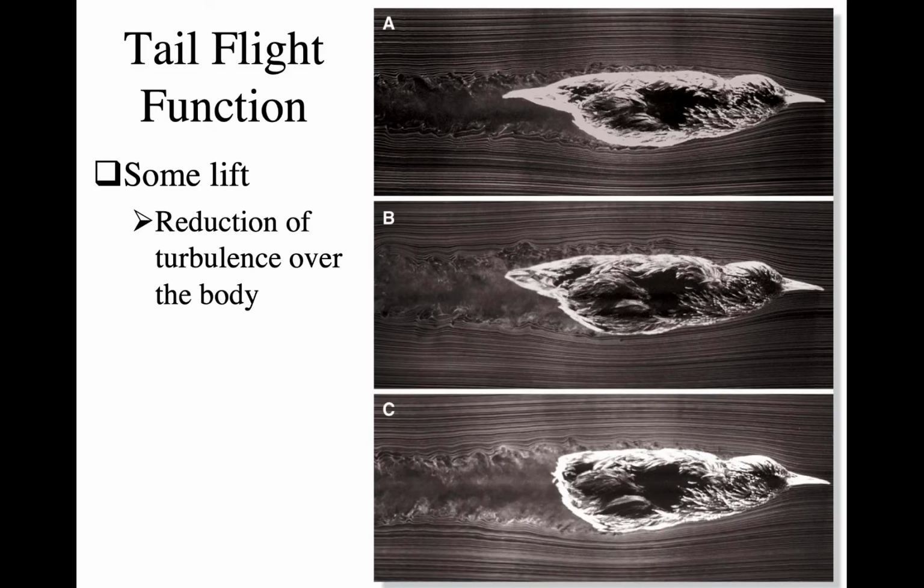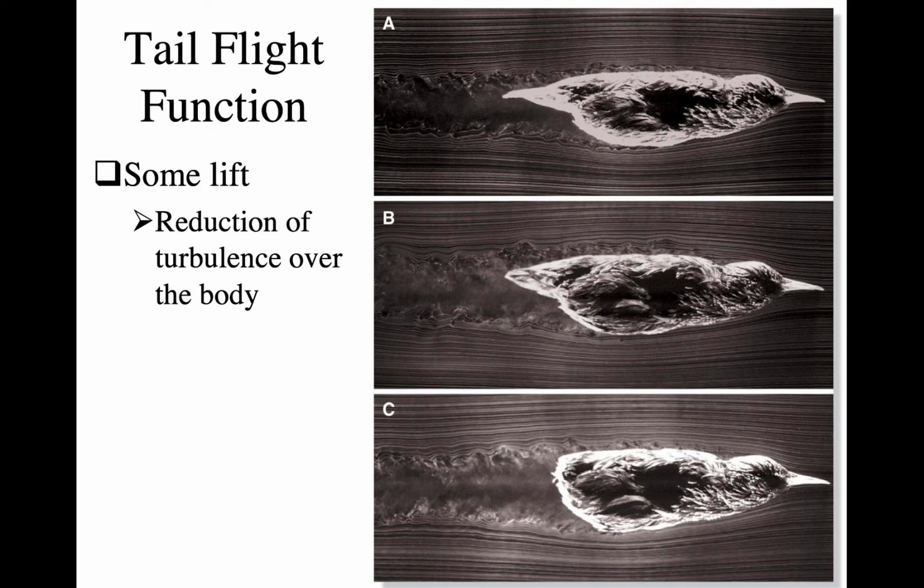So what about the tail? I talked about the tail previously when we talked about just the names of these as being the rectrices. And I said the function of it is mainly steering, braking, maybe a little bit of lift. Here's a figure of a starling that has been put into a wind chamber, and particles have been put into the wind so that you can see the turbulence.